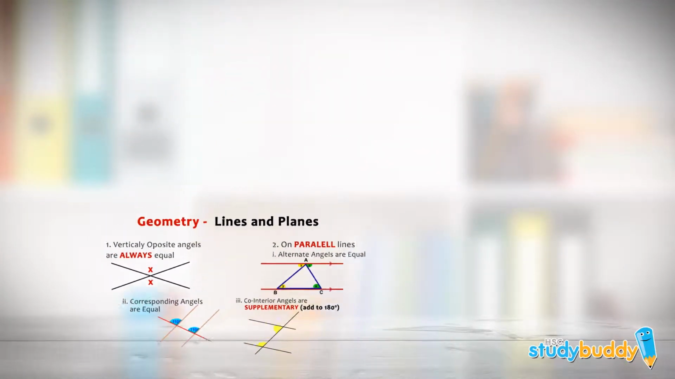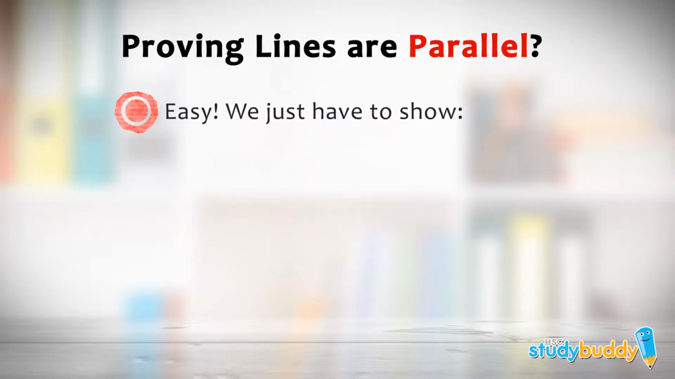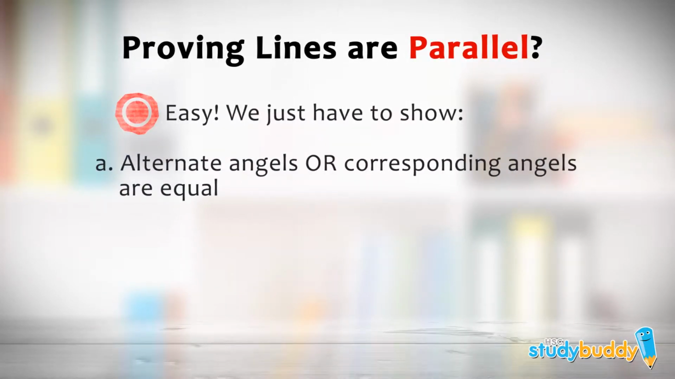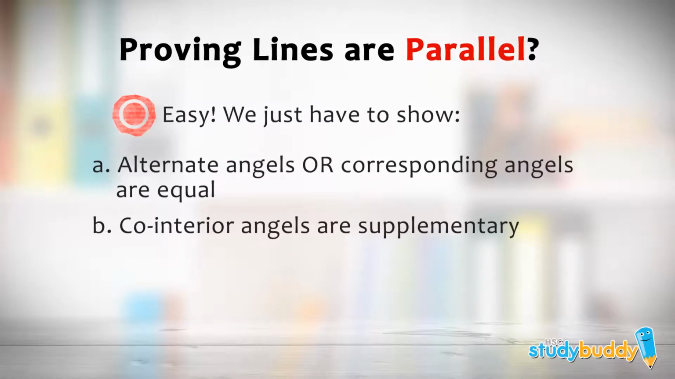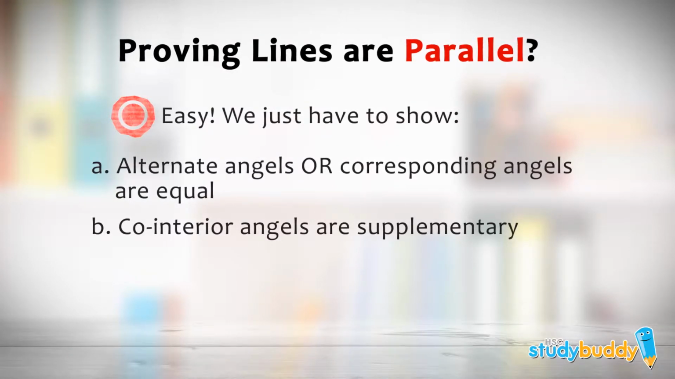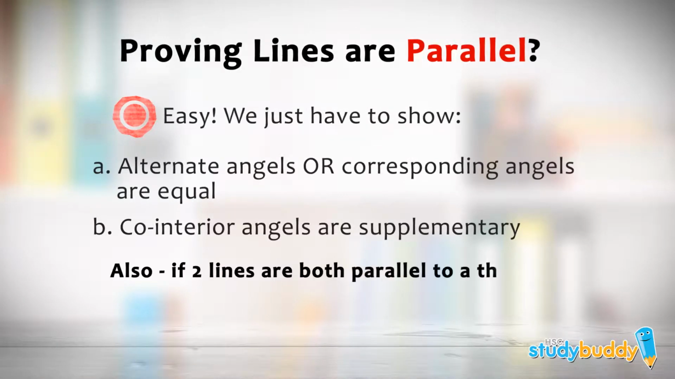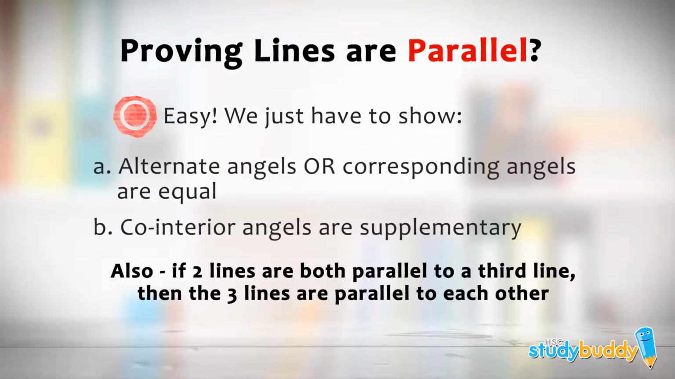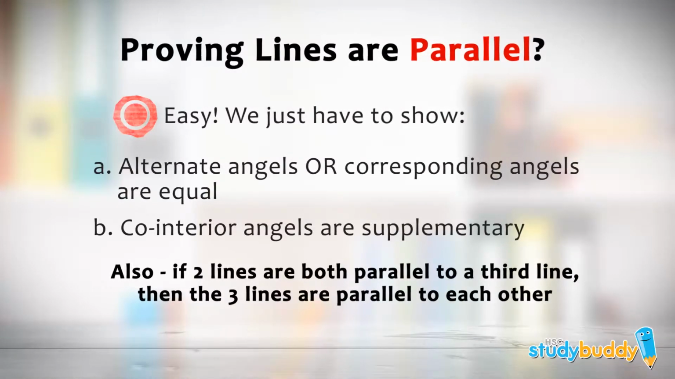Now, what if we were asked to prove that two lines were parallel? Well, this easily follows from what we just discussed. So all we need to do is to show that either the alternate or corresponding angles are equal, or the co-interior angles are supplementary. Another thing to keep in the back of your mind when you're working through these kind of geometry problems is that if two lines are both parallel to a third line, then the three lines must be parallel to each other. You may see this pop up in examples from time to time.